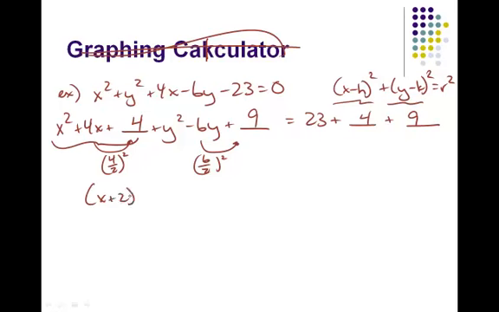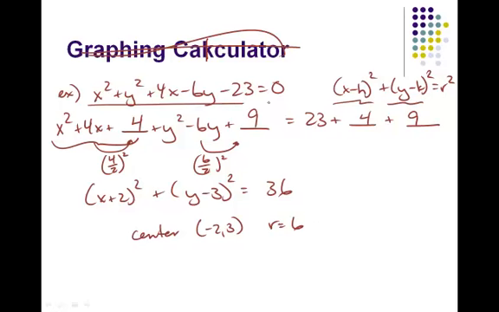This would be (x + 2)² + (y − 3)² = 36. So you can see that I have a circle with a center at (−2, 3) and a radius of 6. Simple enough. Now, let's go back to this equation and see what we can do to put it onto a graphing calculator.